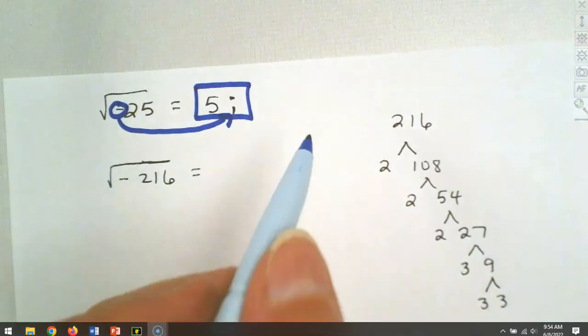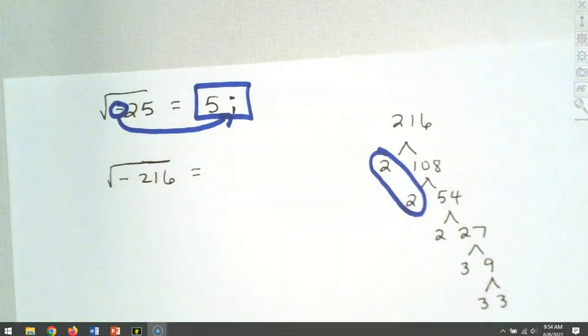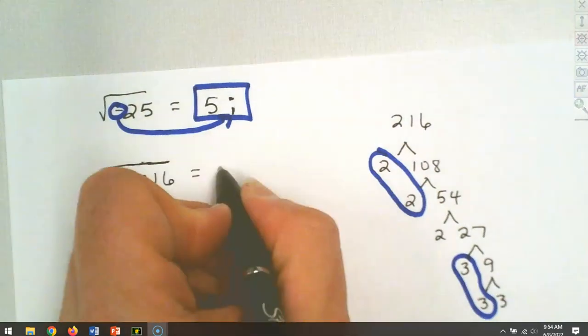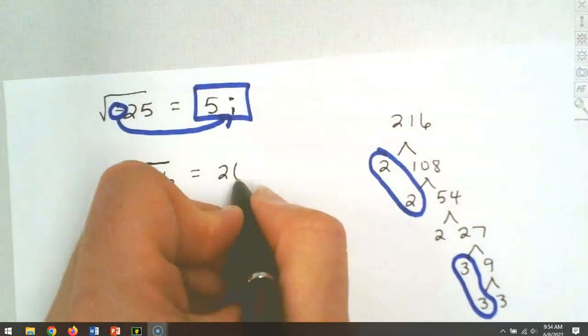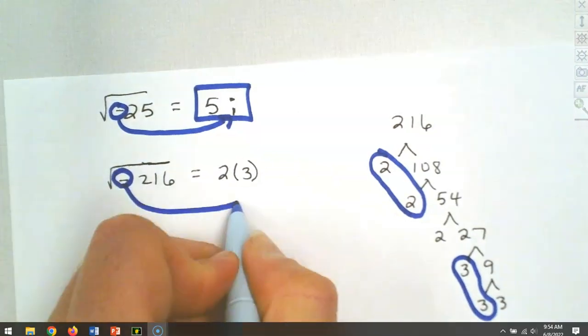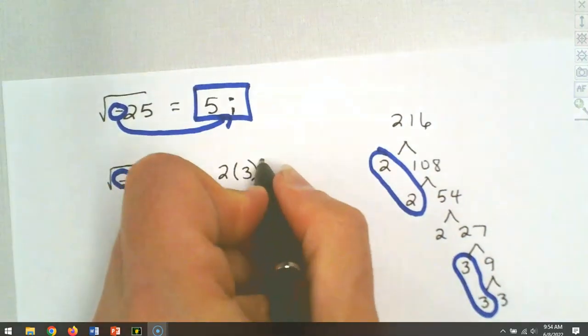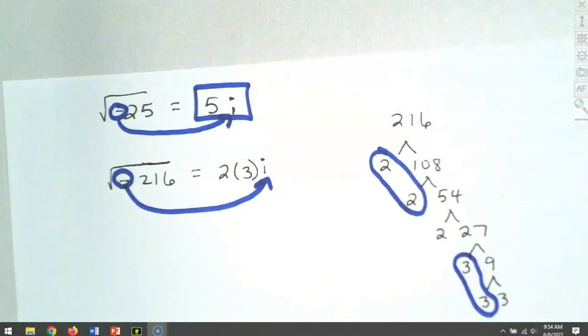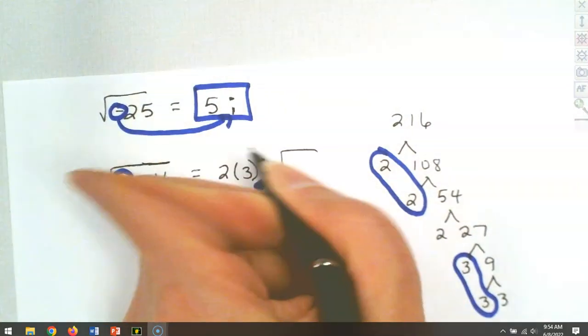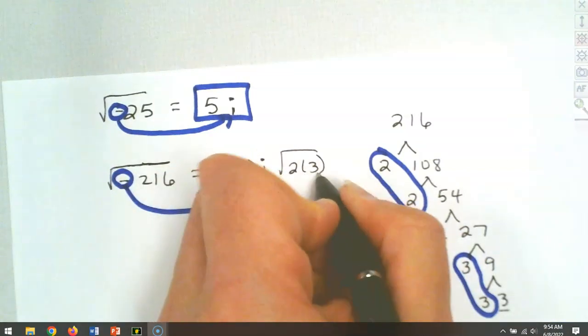Now we want our pairs. Let's see how many pairs we've got and what they are. So we have a pair of 2s, and we have a pair of 3s. So we're going to have a 2 that comes out, a 3 that comes out. Because of the negative here, we're also going to put in an i, and we bring the i out in front of the root. And what's left over underneath the root that's not paired up? What didn't get circled? A 3 and a 2. So those get multiplied together.